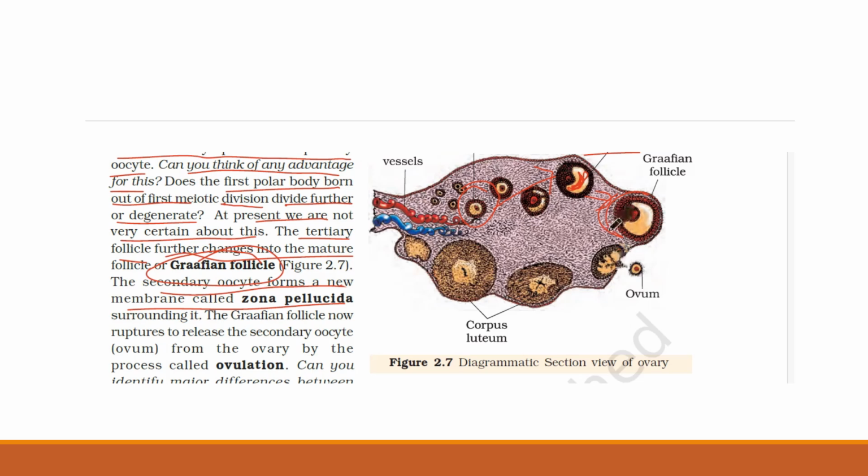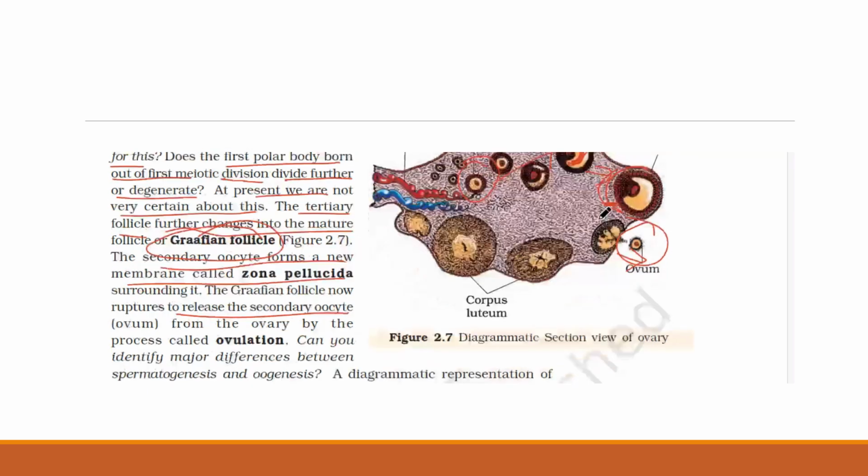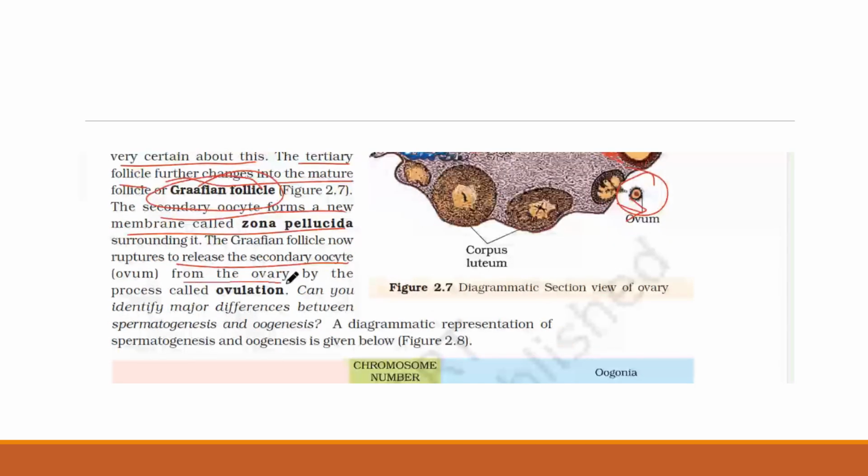Then comes the Graafian follicle, which ruptures to release the secondary oocyte. So the ovum or secondary oocyte is released from the ovary by the process of ovulation. So what is ovulation? The release of the secondary oocyte or ovum from the ovary. Now, can you identify the major differences between spermatogenesis and oogenesis? This is very important, so let us discuss.